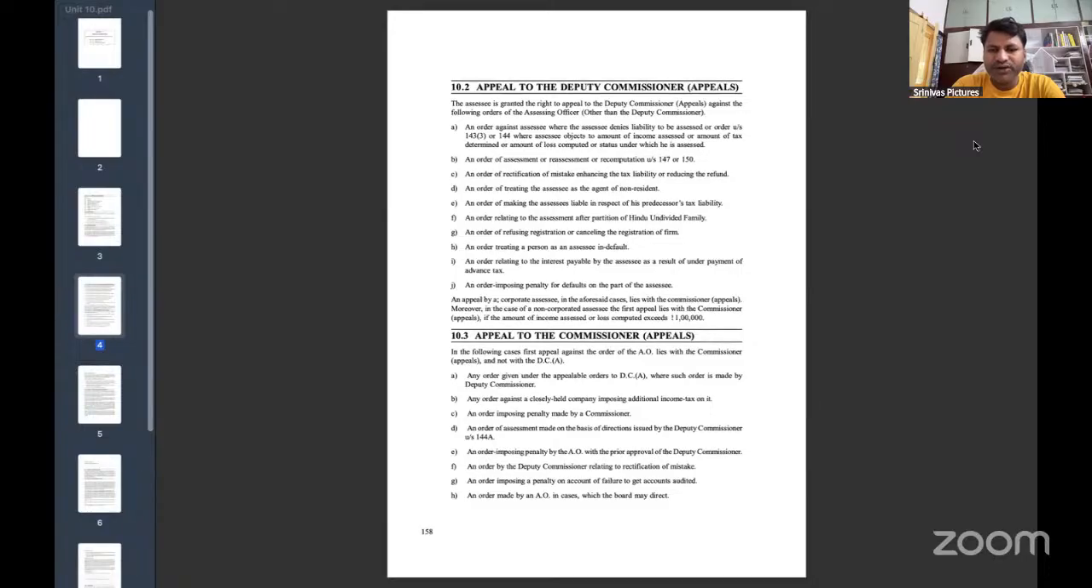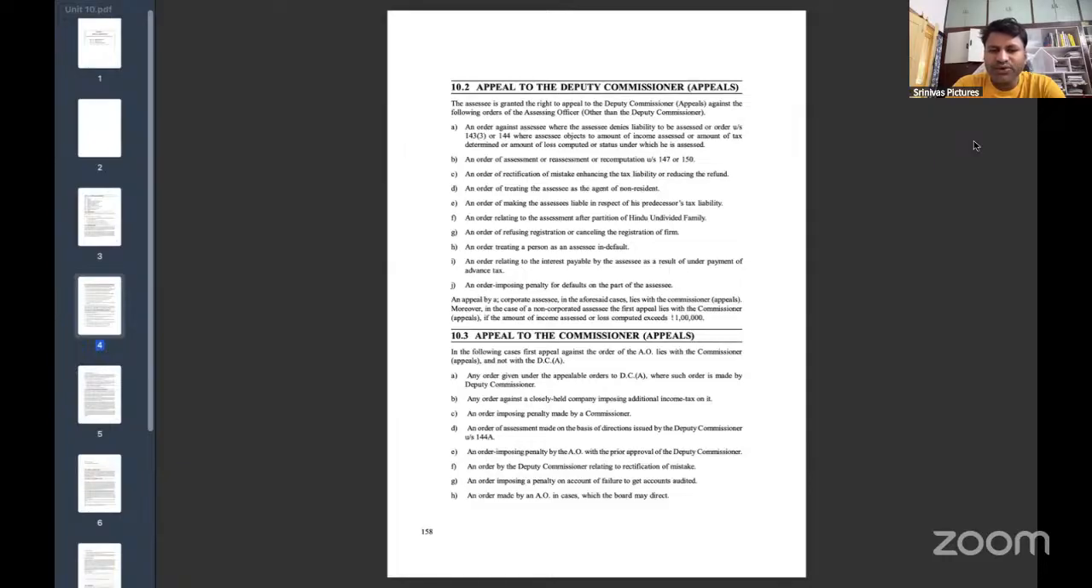So when are we going to appeal? Under section 144A, we are going to appeal in the following situations. Instead of appealing to the Deputy Commissioner, we are going to appeal to the Commissioner. In what situations are we going to appeal? An order given under the appeal order of the Deputy Commissioner, where such order is made by the Deputy Commissioner.